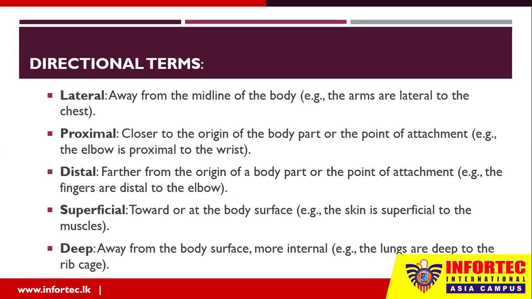So our skin is superficial to the muscles, right? Then deep. Deep means away from the body surface. It means more internal, right? Further from the surface, located more internally. So our lungs are deep to our rib cage. Our lungs are inside our rib cage. So we can say lungs are deep to the rib cage.